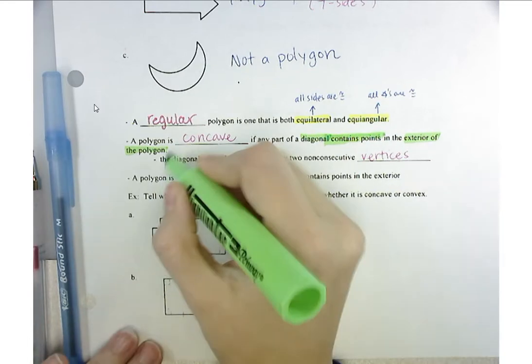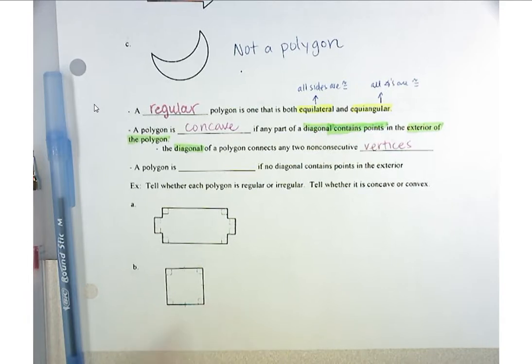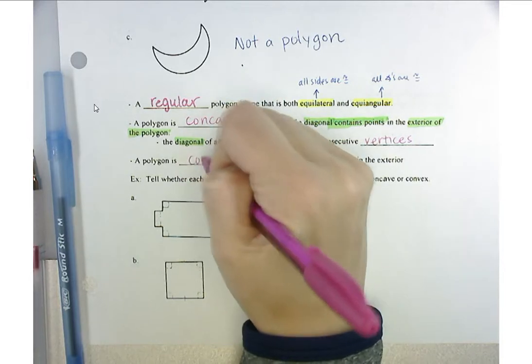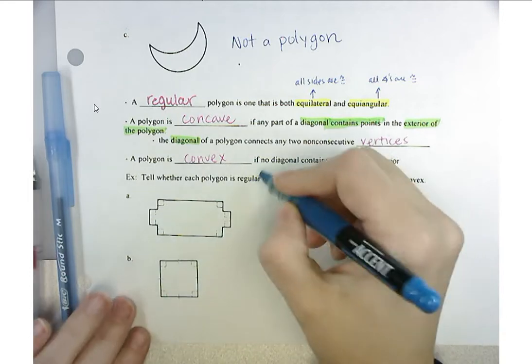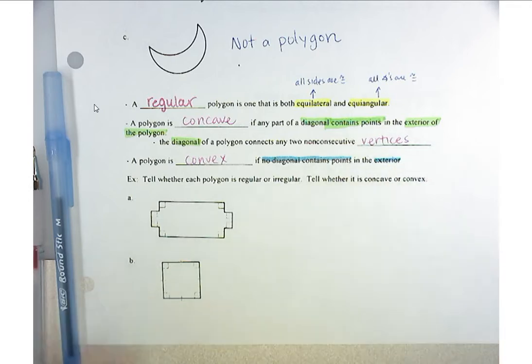So not in order. If they were in order and they were connected, what would that be? If the vertices were right next to each other and you connected, what would that be? It would be just the side, right? Like the side of the square. And we'll talk about that when we get down here. So it could also be convex. And it is convex if no diagonal contains points in the exterior.